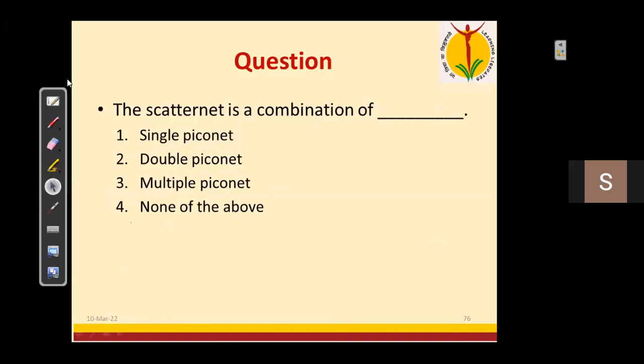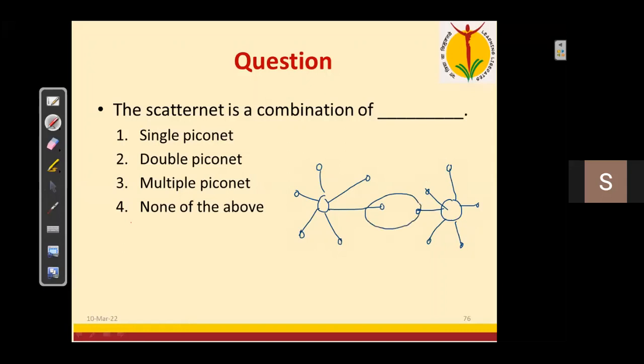Suppose I want to have one piconet, so there is one master which is connected to all the other slave devices in the one network. It is like this. But this slave may be with another master, which is connecting with this. So these two nodes are connected, these slave devices and these master devices, and through this we can connect to another piconet. So in the scatternet we have multiple piconet connections.